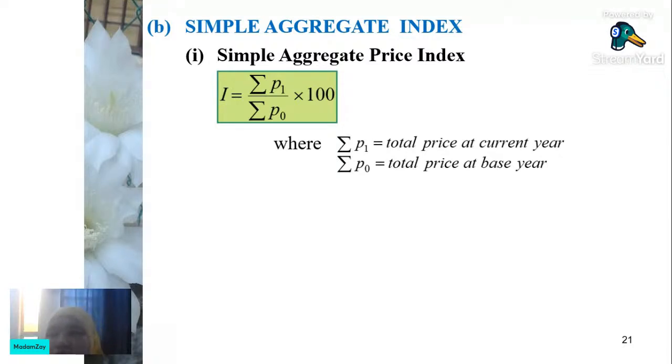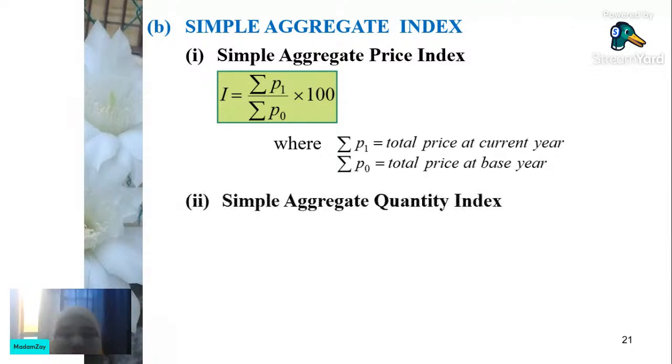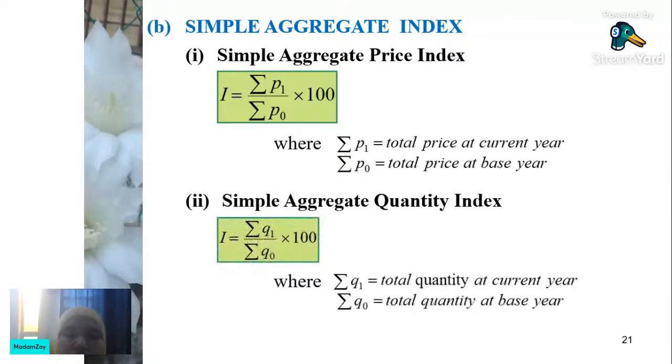So we total up the price of all the items at the base year. The simple aggregate quantity index will be different in the quantity. We use the summation of Q1 divided by summation of Q0 multiplied by 100. That is the total quantity at current year and total quantity at base year. So for all items, we find out the total. For simple relative, we have one item only, but for aggregate, we will have more than one item.